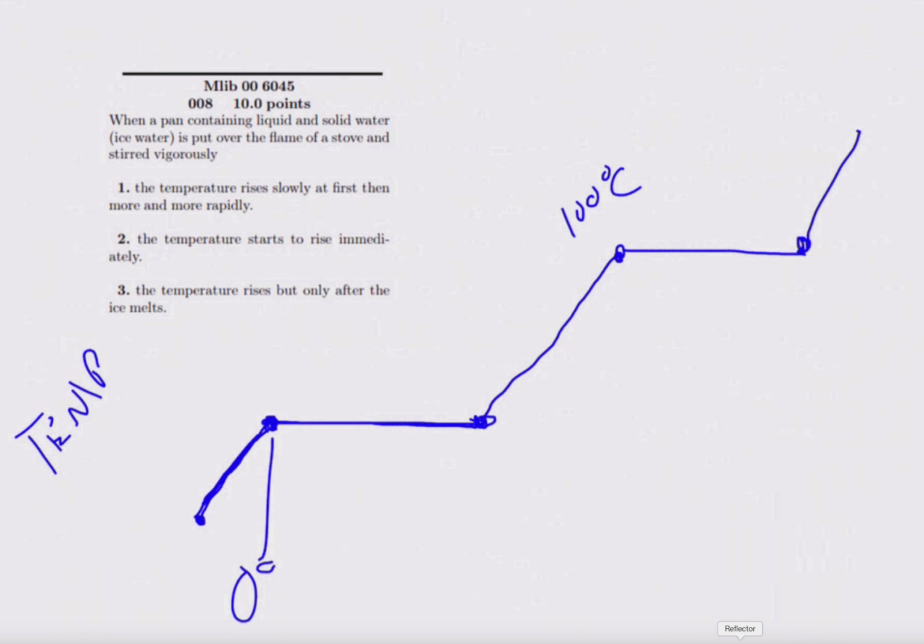So we get this sort of stair effect in the temperature when you're heating up any substance, but in this case we're talking about water. So the answer here is the temperature will only rise once all the ice is melted.